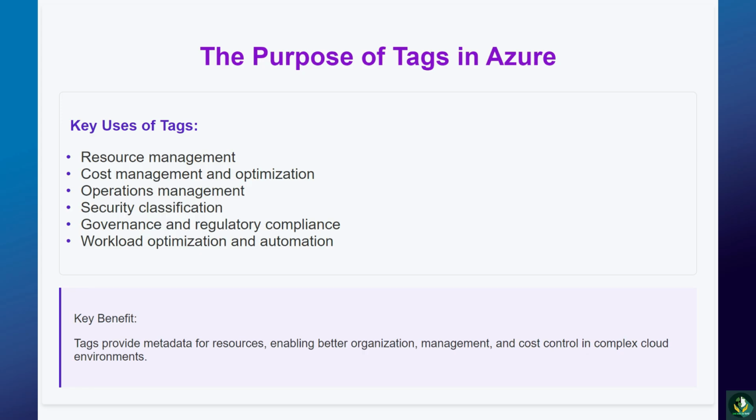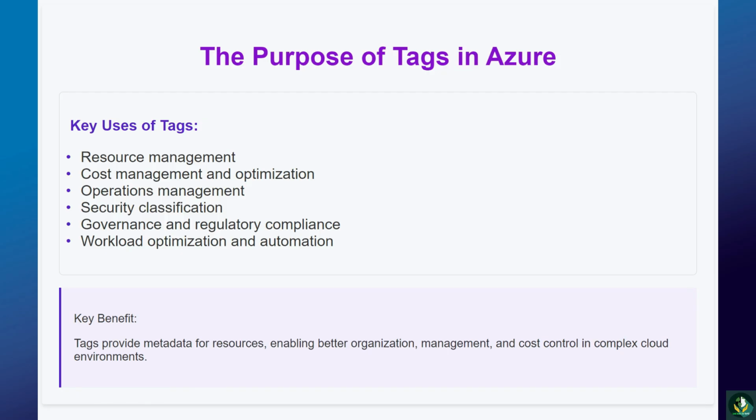Limit tag proliferation. While tags are useful, too many tags can become unwieldy. Focus on creating tags that provide clear, actionable information. Educate your team. Ensure that all team members understand the importance of tags and how to use them correctly. Leverage tags in reporting. Make full use of tags in your Azure cost management reports and dashboards to gain deeper insights into your cloud spending.